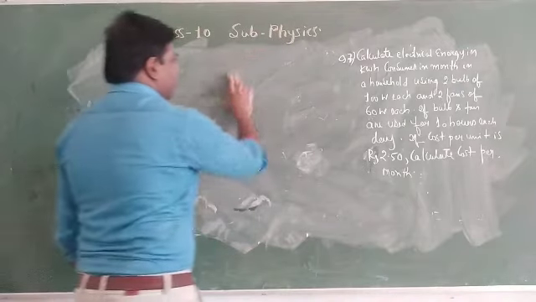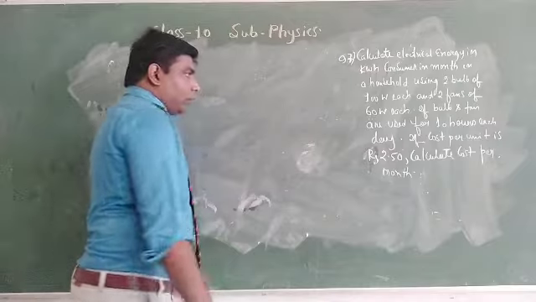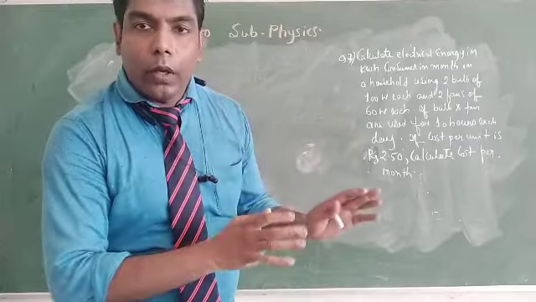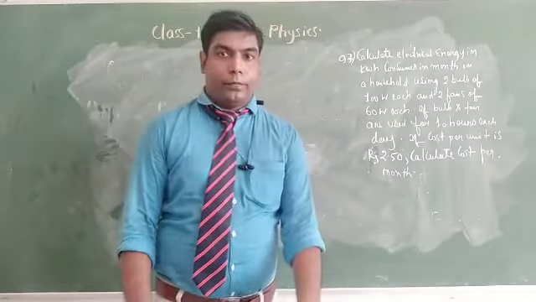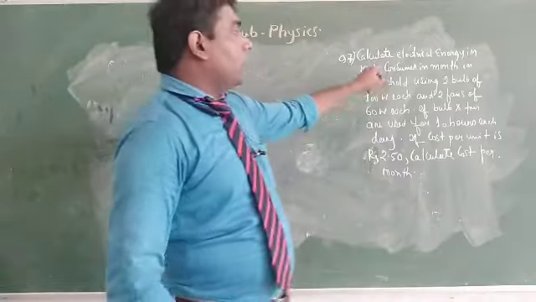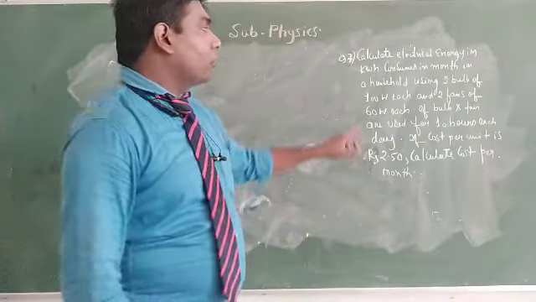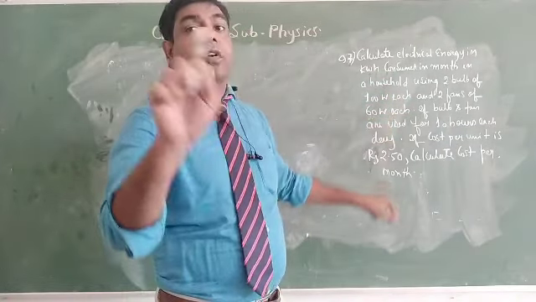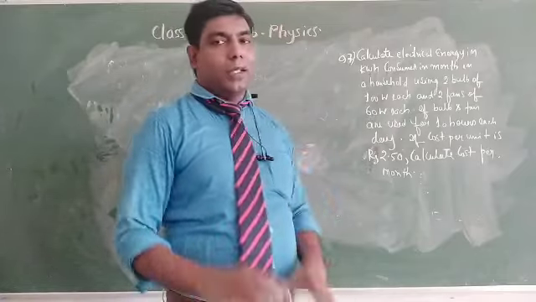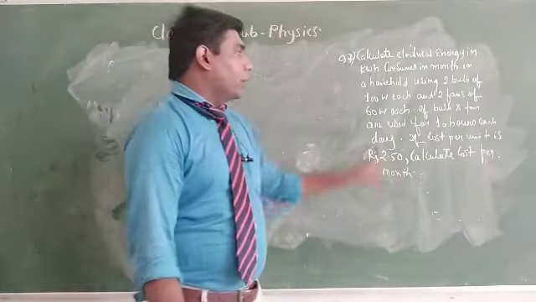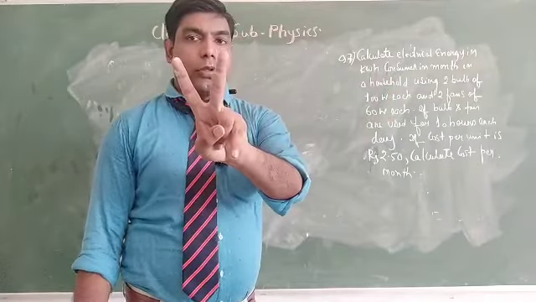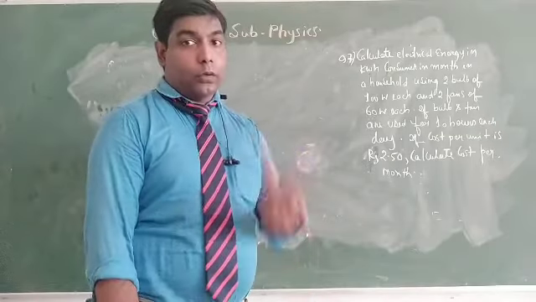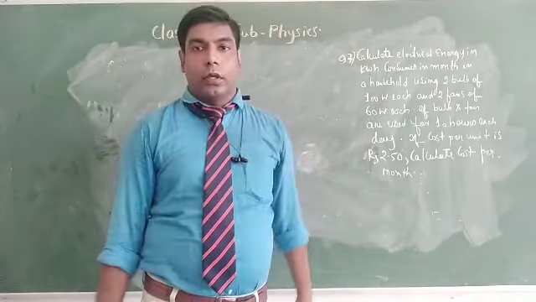Now the next very important question. If you can calculate this, then you can calculate how much energy will be consumed in your home and how much bill you have to pay in 1 month. The question: in any household, you have to calculate the energy in kilowatt hour for 30 days. For 1 month, generally we take 30 days. In the house, 2 bulbs are used, each bulb is 100 watt, and 2 fans are used, each fan is 60 watt.